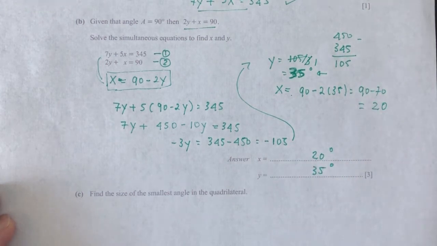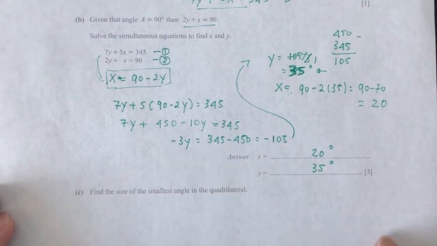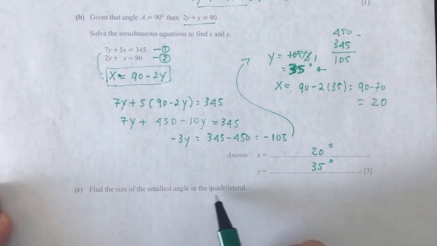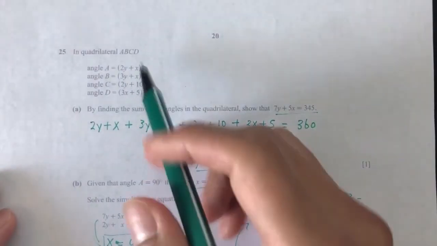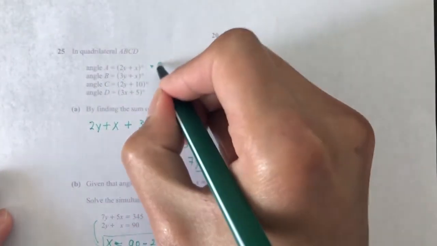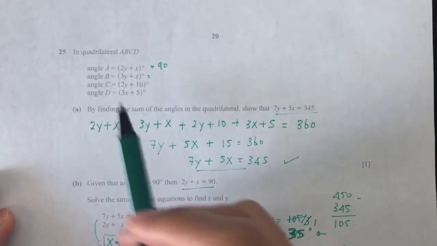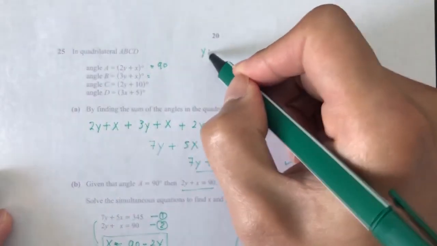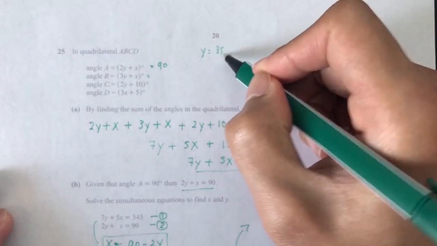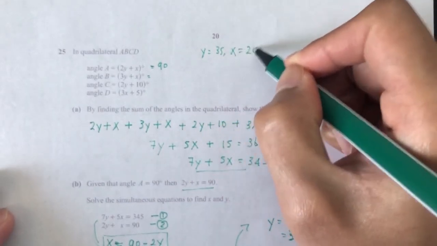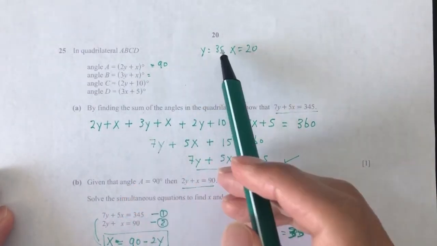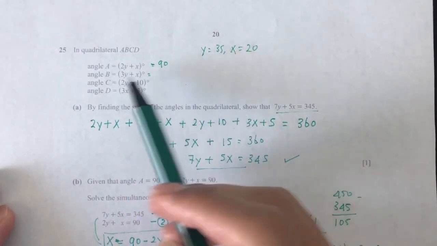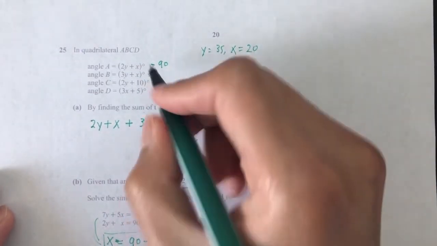Okay, so now we have to find the size of the smallest angle in the quadrilateral. So in this quadrilateral, we have 4 angles. Angle A, which is 90, given to us. Angle B, we know that y equals 35 and x equals 20. So 3y plus x, so 3 times y is 105, plus x which is 20, we get 125.